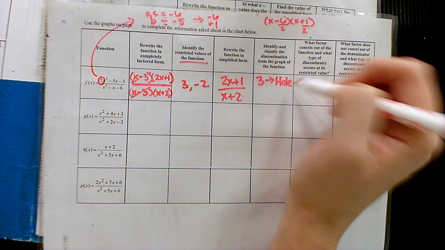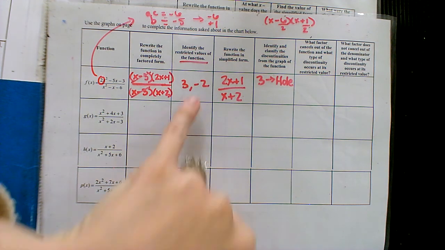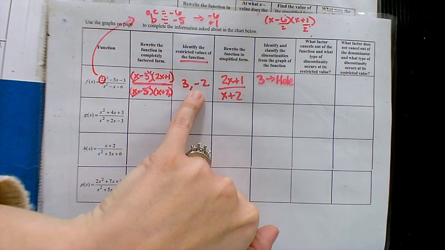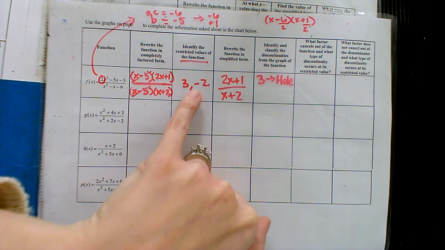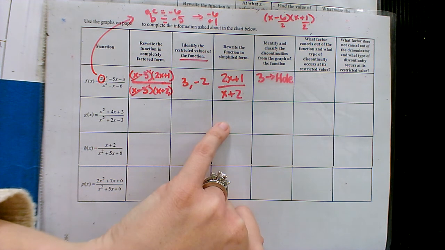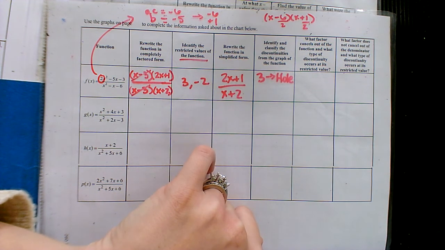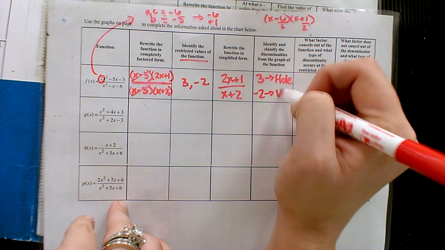So that's actually leading us into our next column here. So 3 was a hole because the factors canceled. You'd have a 0 over 0 if you plugged in 3. Can we classify this -2 restricted value as anything? If -2 would make the bottom 0 but not the top? Yeah? That's your vertical asymptote. Good.